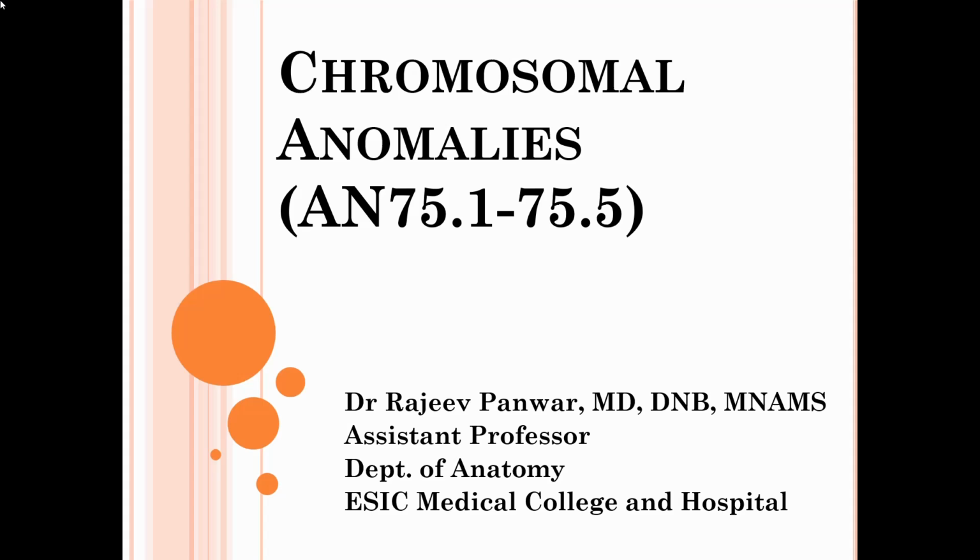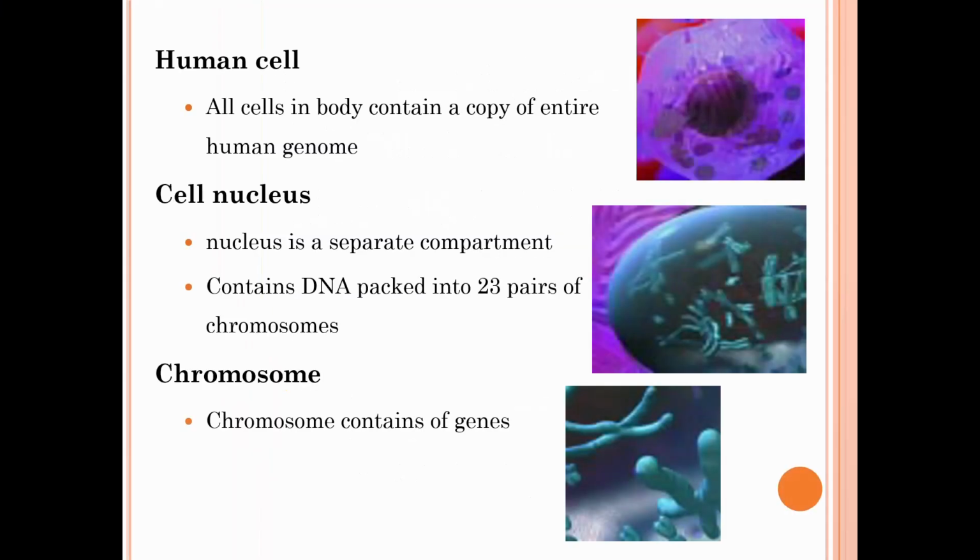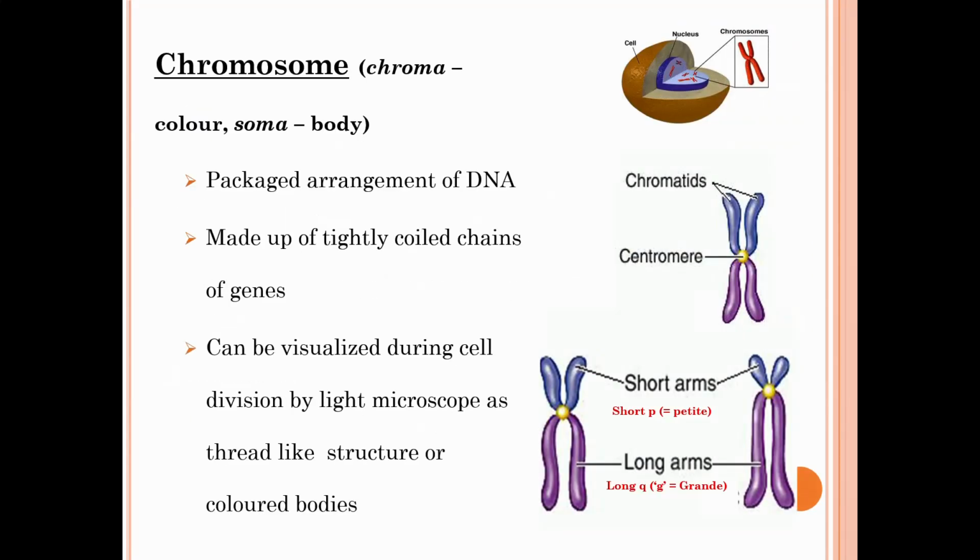Hello everyone. So we have already seen in the previous video the structure of gene, chromosome and how the genetic material works. Okay. So in this session we are going to see the chromosomal anomalies. I hope you remember the structure of the chromosome. So you know already all this we have seen, what is human cell, what is cell nucleus, what is chromosome and how the chromosome structure is.